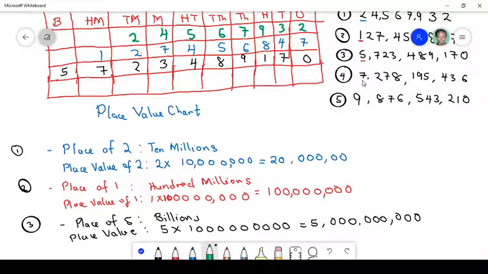Why don't you look at example 4? In example 4, I want you to tell me the place of 8 and the place value of 8. Then in example 5, I need the place and place value of 9 and the place value of 6. After, kindly write your results in the comment section.